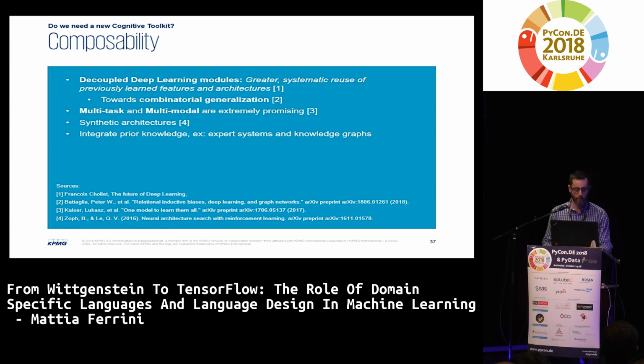We also have to deal now with synthetic architectures. The idea of having algorithms build our architectures for us. I have Google AutoML in mind. And we might also want to pipe those models together or break them apart, extract features, and reuse those parts in other models. And we also see that it's helpful to integrate prior knowledge. For example, good old artificial intelligence, expert systems, and knowledge graphs together.